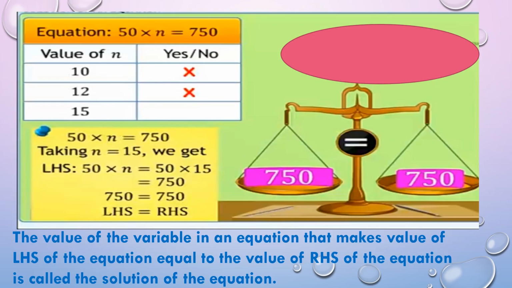Now let's try for n is equal to 15. On simplification, 50 into 15, the value of LHS we get is 750, which is equal to RHS. So LHS is equal to RHS. So the equation is satisfied for n is equal to 15. This value of n is called the solution of the equation. The value of the variable in an equation that makes the value of LHS equal to the value of RHS is called the solution of the equation.